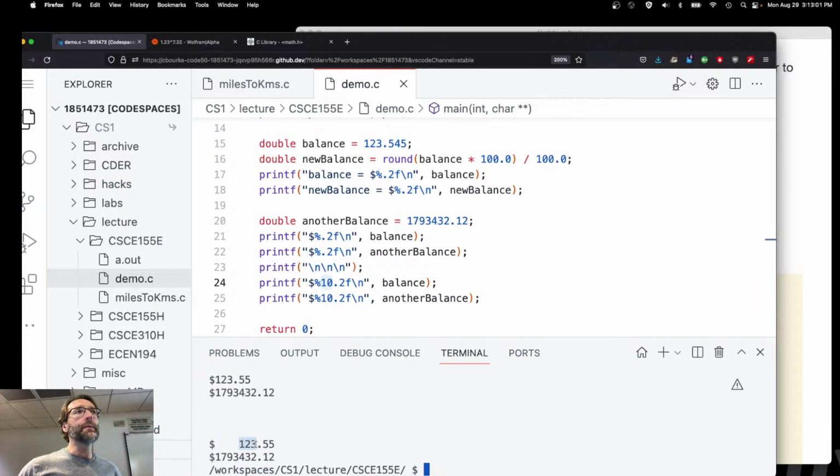1, 2, 3 for the whole part, 4 for the decimal point, 4, 5, 6 for the other parts. I said print a minimum of 10 columns. So what did it do on this side? White space. How much white space? 1, 2, 3, 4. Because if there are 6 involved in the value, and I said print a minimum of 10, what does that leave over? 4 to print to the left. And it's just going to print spaces by default.